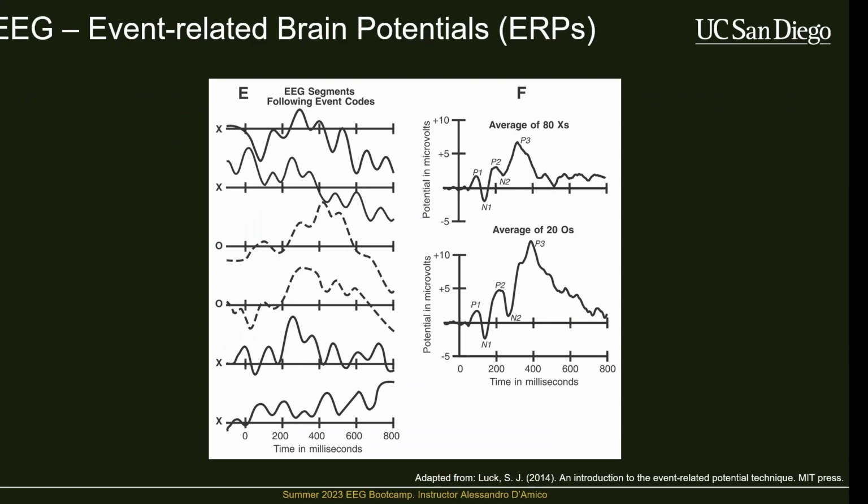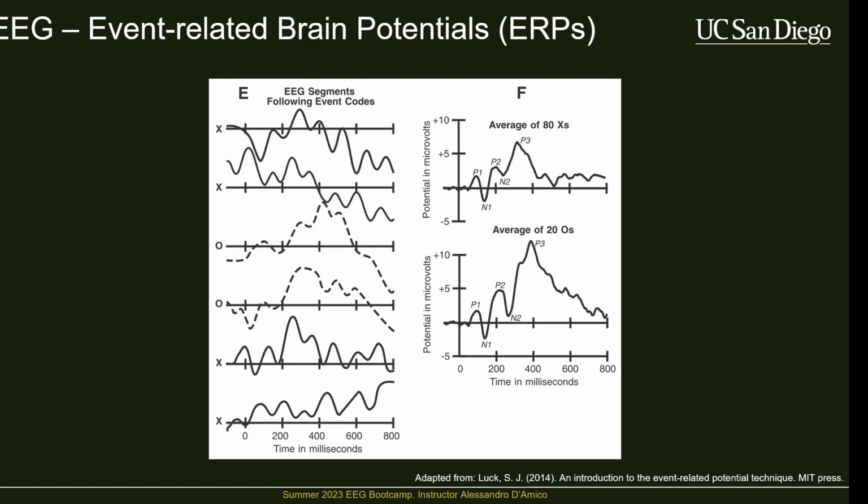So I talked about oscillations, and that's a massive body of EEG research. The other big body of work is on event-related brain potentials, or ERPs. You don't just get ERPs from EEG, you can get them from MEG, you can get them from ECoGs and other things. But I'm going to be talking about them in the context of just EEG-related brain potentials.